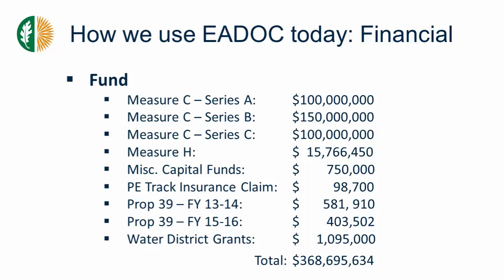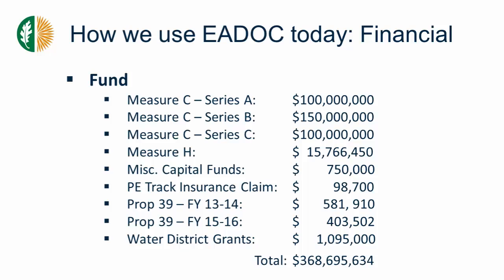Measure C was $350 million, divided into 3 series, A, B, and C. We currently have sold A and B for $250 million. Measure C, we're anticipating selling sometime around 2018. We've carried over $15.7 million from Measure H. We have $750,000 from miscellaneous capital funds.